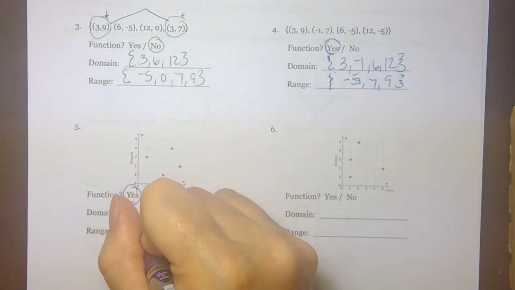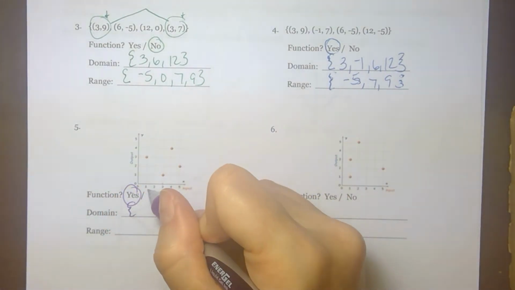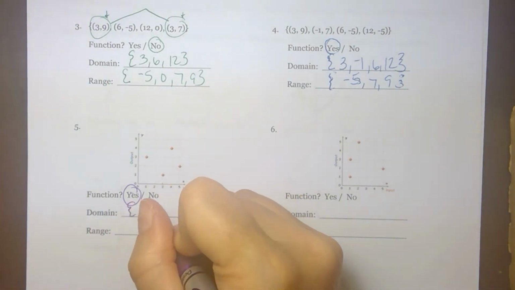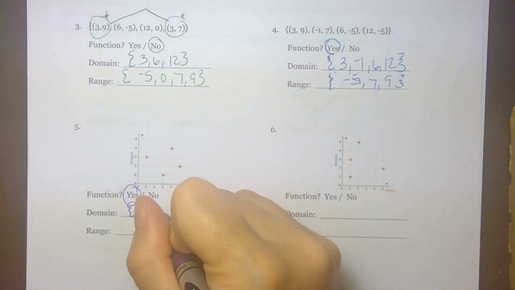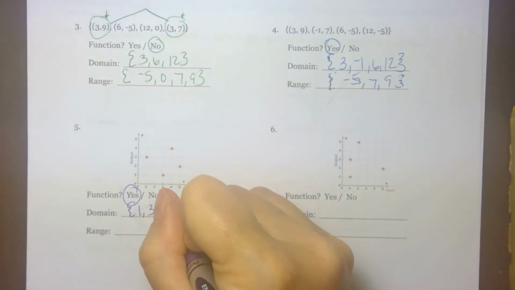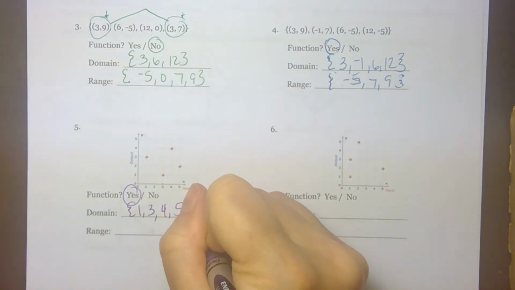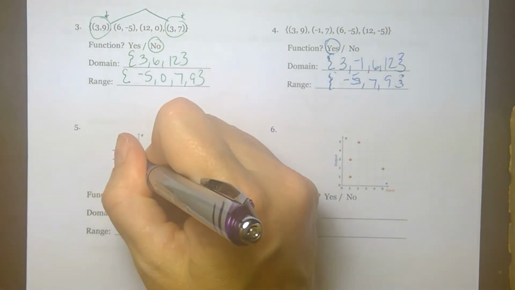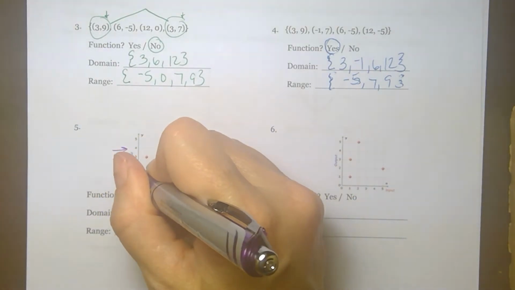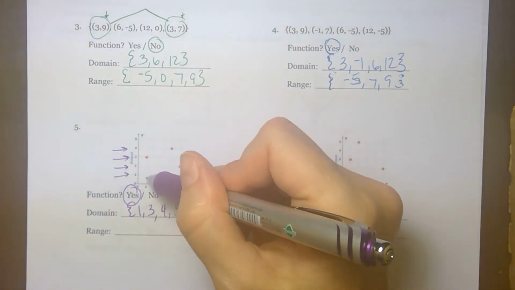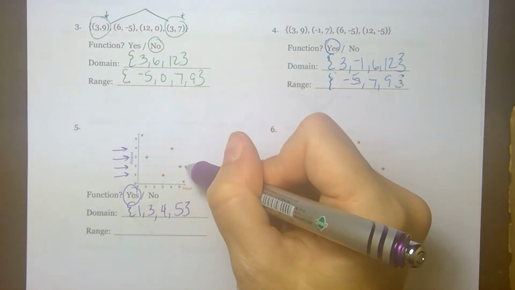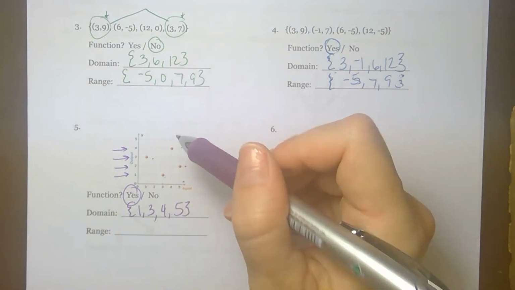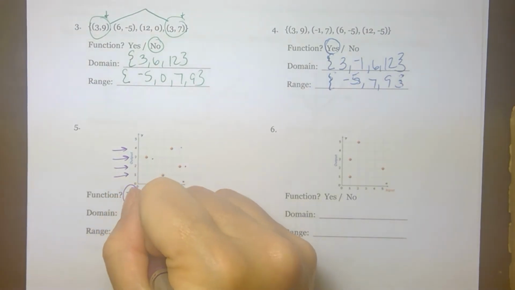Well, what's my domain? My domain is going to be my set of x values. I have a point above 1. I have one above 3. I have one at 4, and I have one at 5. What's my range? What are my set of y values? For my y values, I'm looking at how far up they go. So I'm looking at the values on the y-axis. I have 1, 2, 3, and 4 for my range.